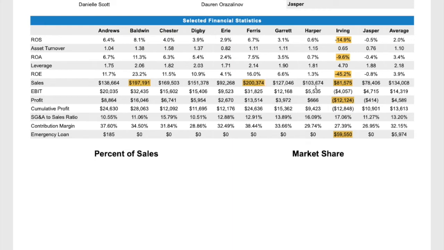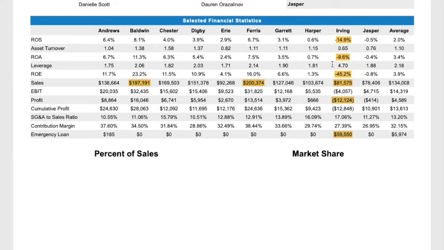At the same time, I want to point out Team Irving has $80,000 in sales, which is relatively a little bit low. At the same time, your team has a negative ROS, ROA, and ROE. You need to really pay attention to whether you made a good projection, and also focus on the profit, as I mentioned to the previous teams.